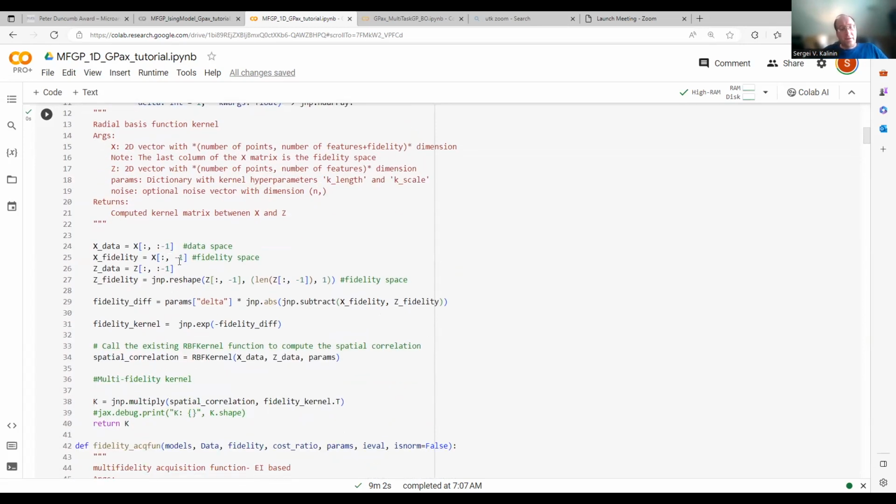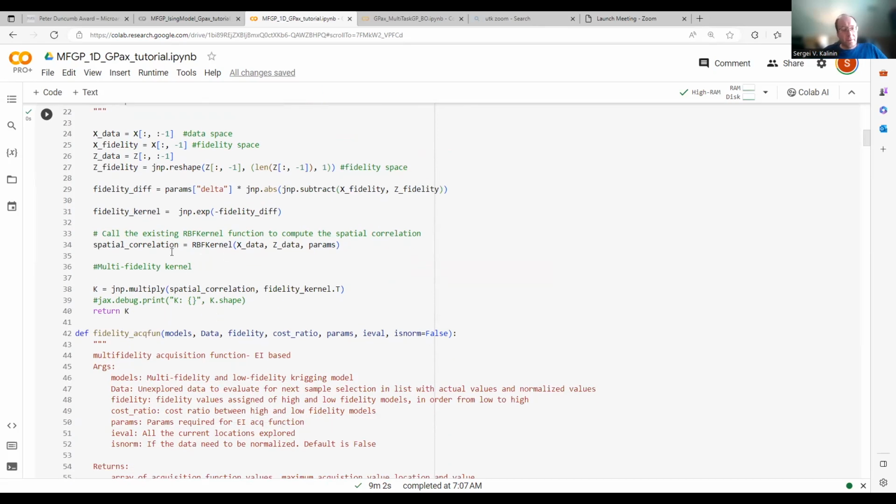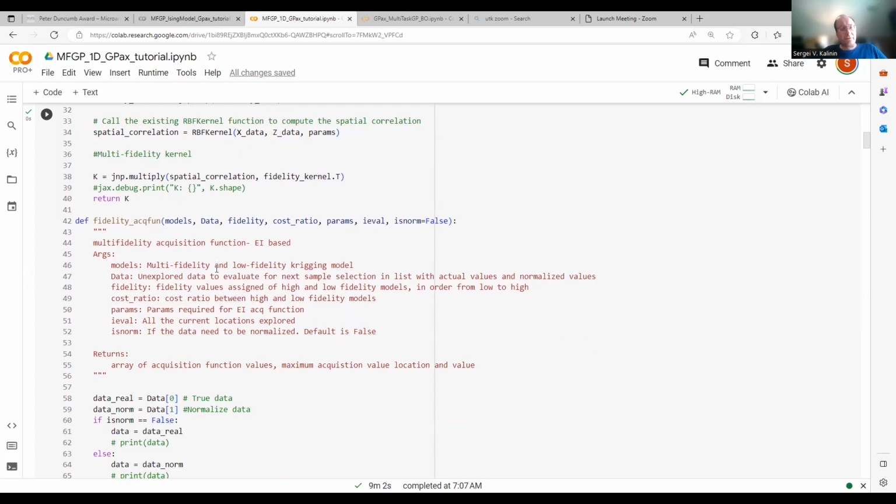So the fidelity kernel. This is how it's integrated into the full kernel, but the part that you care about is this one. Here you calculate the fidelity difference, which is the delta multiplied by the difference in fidelities, and the fidelity kernel is just the exponential function of minus the fidelity difference. So the larger the delta, the weaker is the relationship between the high fidelity and low fidelity measurement. Then everything else is just an RBF kernel, which defines the spatial structure.